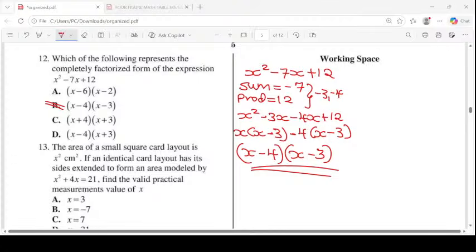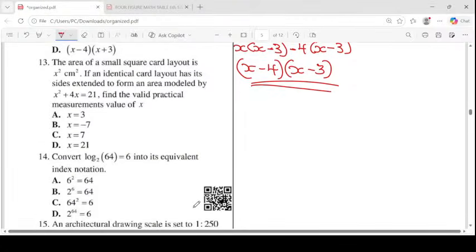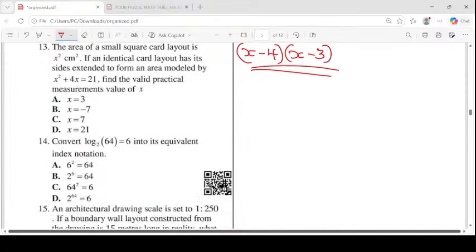Let us look at question number 13. We are now going to have a look at question number 13 and see what it talks about. The area of a small square card layout is x squared centimeter squared. If an identical card layout has its sides extended to form an area modeled by this, find the valid practical measurement of x.